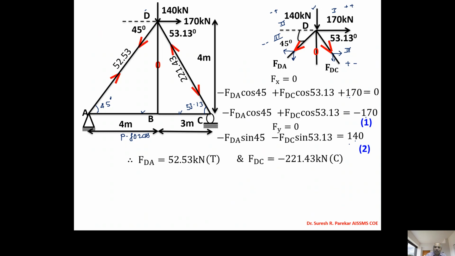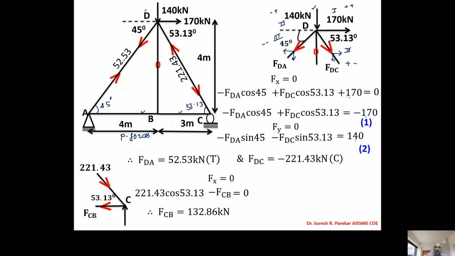So we will show these forces. Now we have to find BC and BA, both are the same. So we will consider joint C, because at joint C we have only one unknown. We have 221.43 as compression, and we have to find FCB. So summation Fx equal to 0. We will get directly the value of FCB, that is 132.68 kilonewton tension, and the same we have on BA. So likewise, we have all of these as P forces after removing the redundant.